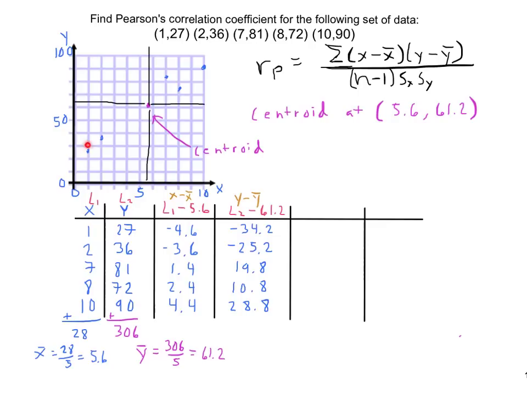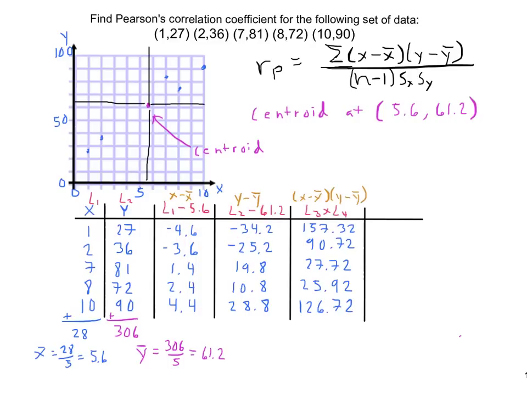So, just to pick on this first point again, 1, 27, it is horizontally 4.6 below where that centroid is, and vertically it is 34.2 below where that centroid is. Our next column, we need to actually multiply these numbers together, x minus x bar and y minus y bar. So we're going to take these two numbers and multiply them together: the number in list 3 times the number in list 4.